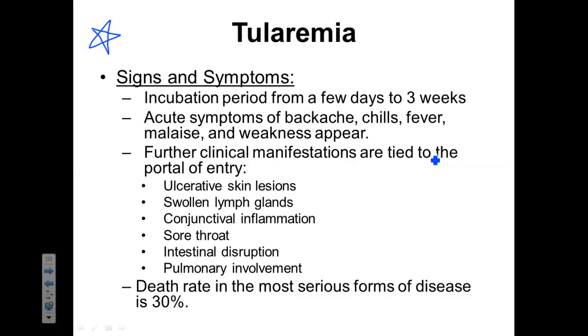Depending on how the pathogen enters the body, Tularemia can result in ulcerative skin lesions, swollen lymph glands, sore throat, intestinal disruption, pulmonary involvement. Tularemia, when treated, has a death rate or mortality rate of 30% within the United States.